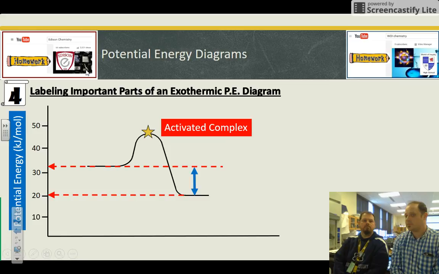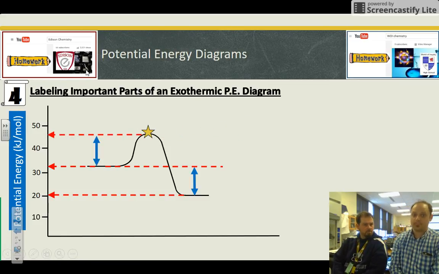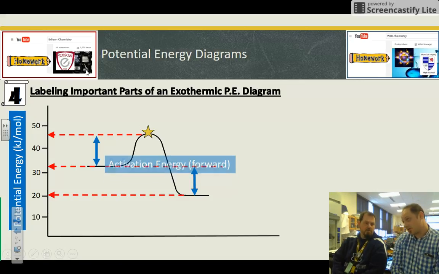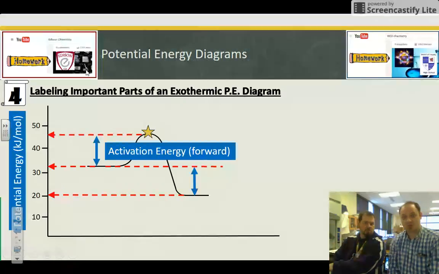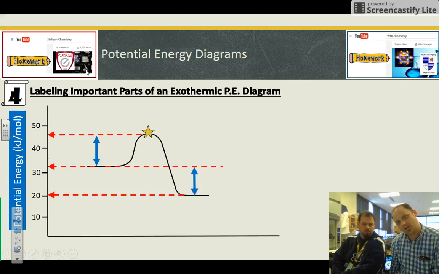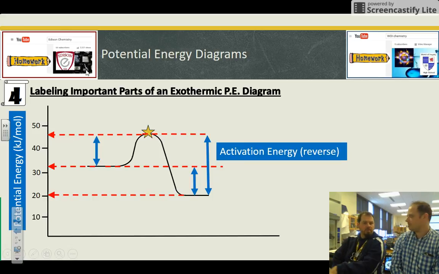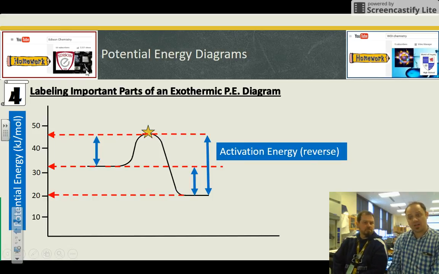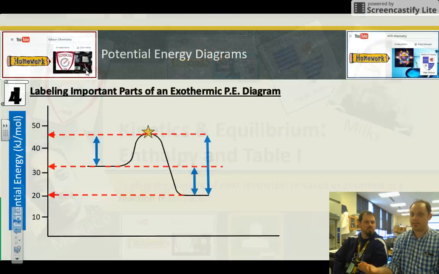Activated complex up at the tippity top of the roller coaster. It's a noun, leads us to a verb: activation energy of the forward reaction, going from reactants towards products. Exothermic reactions require a very little bit of energy to get started, but they produce a lot of energy on the other side. And then the opposite is the reverse reaction, which would go from the products back to the reactants. If you're trying to get this one to go in reverse, it would take a heck of a lot of energy just to get up to the top of the hill to roll down the hill on the other side. And that's all there is to it.